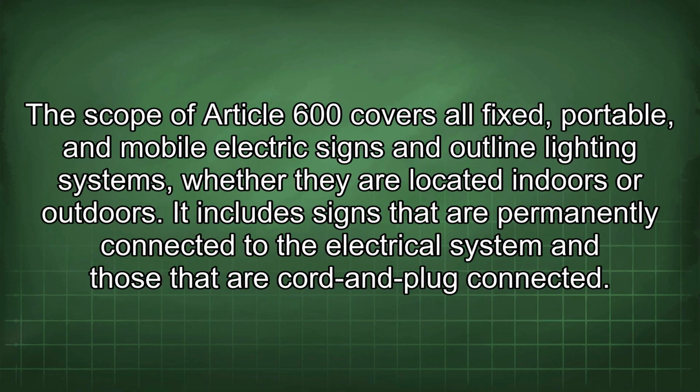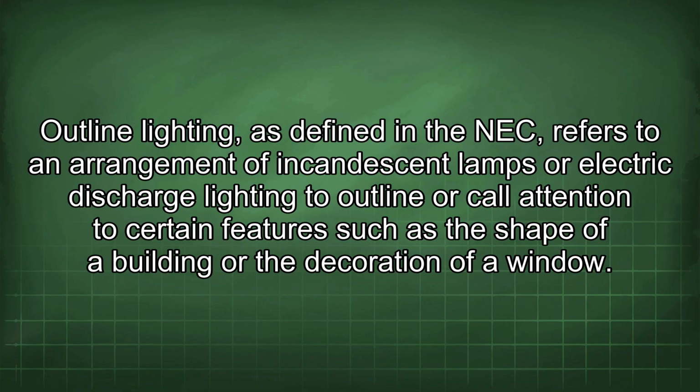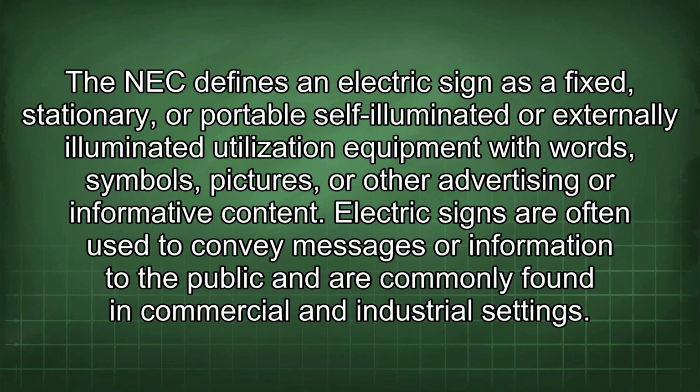The scope of Article 600 covers all fixed, portable, and mobile electric signs and outline lighting systems, whether they are located indoors or outdoors. It includes signs that are permanently connected to the electrical system and those that are cord and plug connected. Outline lighting, as defined in the NEC, refers to an arrangement of incandescent lamps or electric discharge lighting to outline or call attention to certain features such as the shape of a building or the decoration of a window. The NEC defines an electric sign as a fixed, stationary, or portable self-illuminated or externally illuminated utilization equipment with words, symbols, pictures, or other advertising or informative content.